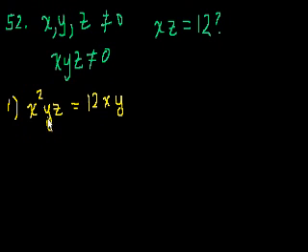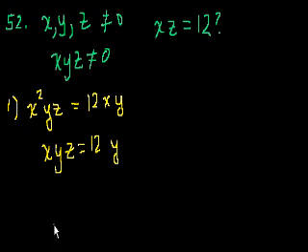Then you get, divide both sides by x, you get xyz is equal to 12y, right? Divided by x on both sides. Now let's divide both sides by y. You get xz is equal to 12. And we're done. Statement 1 alone is enough. And remember, the only reason why we were able to divide both sides by y is because we knew it didn't equal 0. Now what does statement 2 tell us?